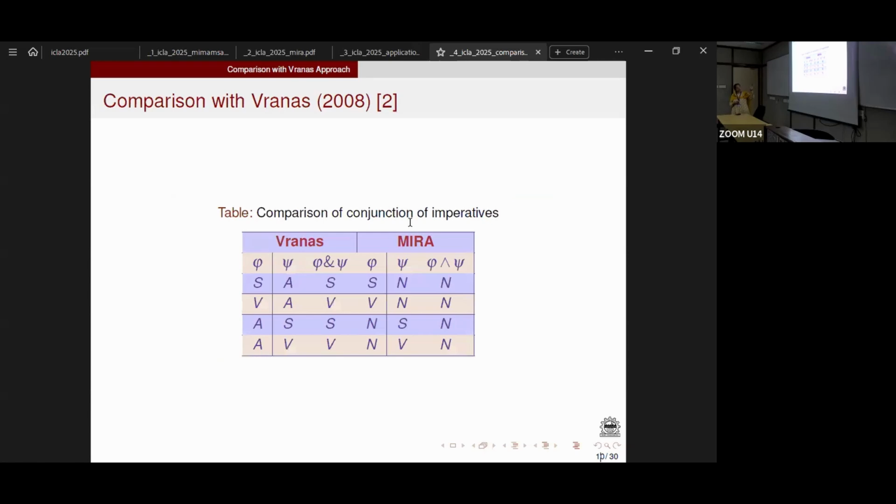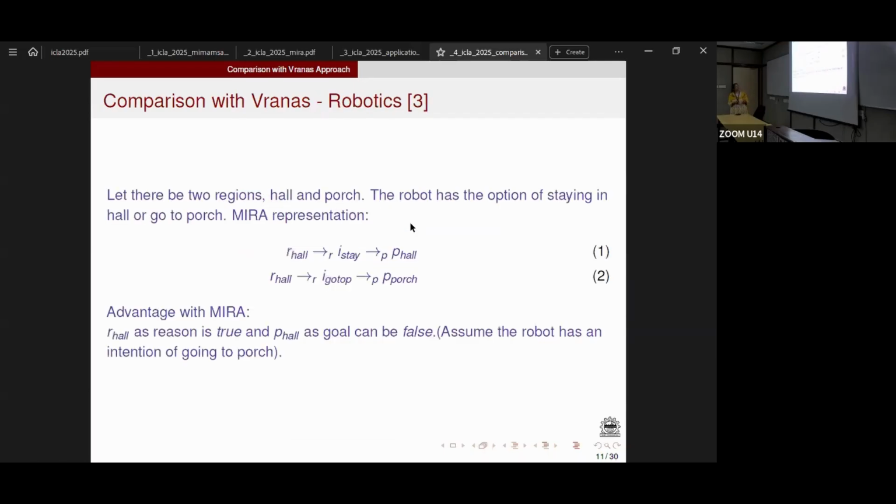So this is just a comparison between Brana's and MIRA, where, in the first row, if it is avoided, the first one would be avoided, whereas ours would be N. And the second row would be V. If one of the imperatives is V, this would be N. For us, it would be N itself, because the goal perspective is coming into effect. So we can have a number of differences here. This is an application of how, if we put the formalism to a robot, Brana's approach would work and our approach would work.